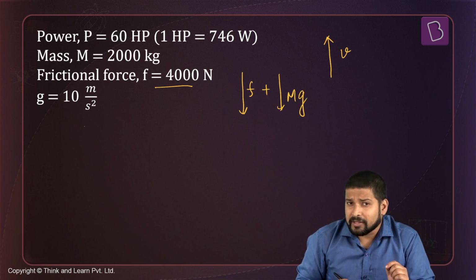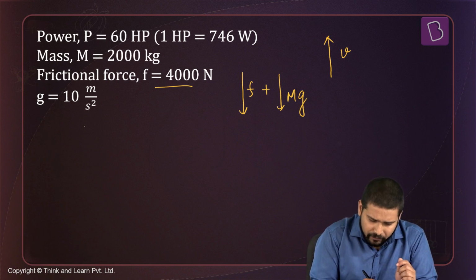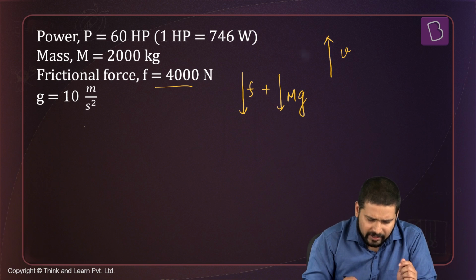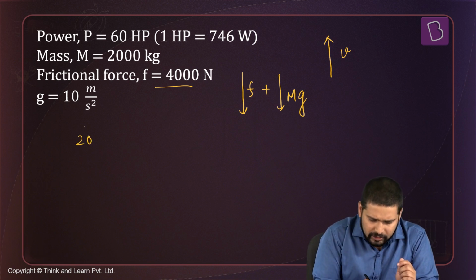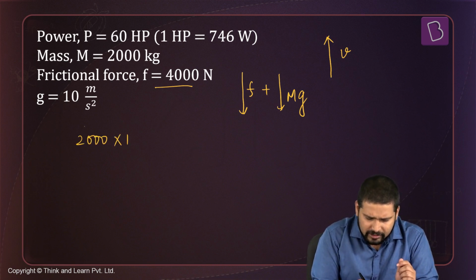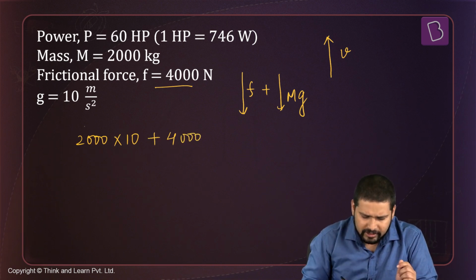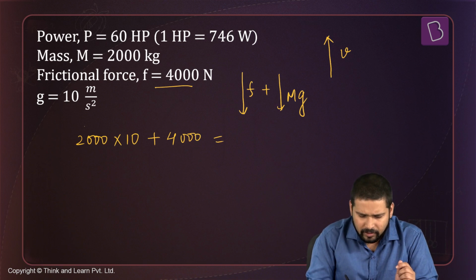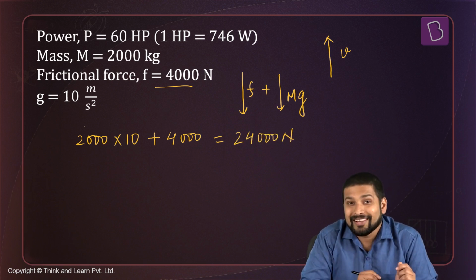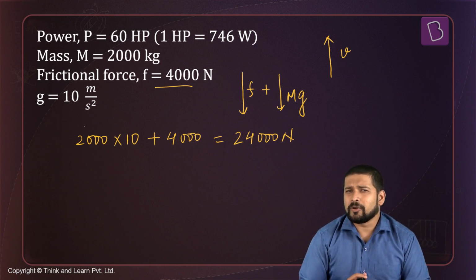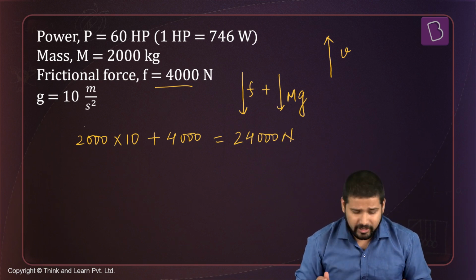So let's first calculate that. We have the value of mg, the mass at maximum load capacity is 2000. So 2000 times 10, plus we have 4000 as the friction force. So this comes out to be 24,000 newtons, right? So this is the force that the motor has to overcome.